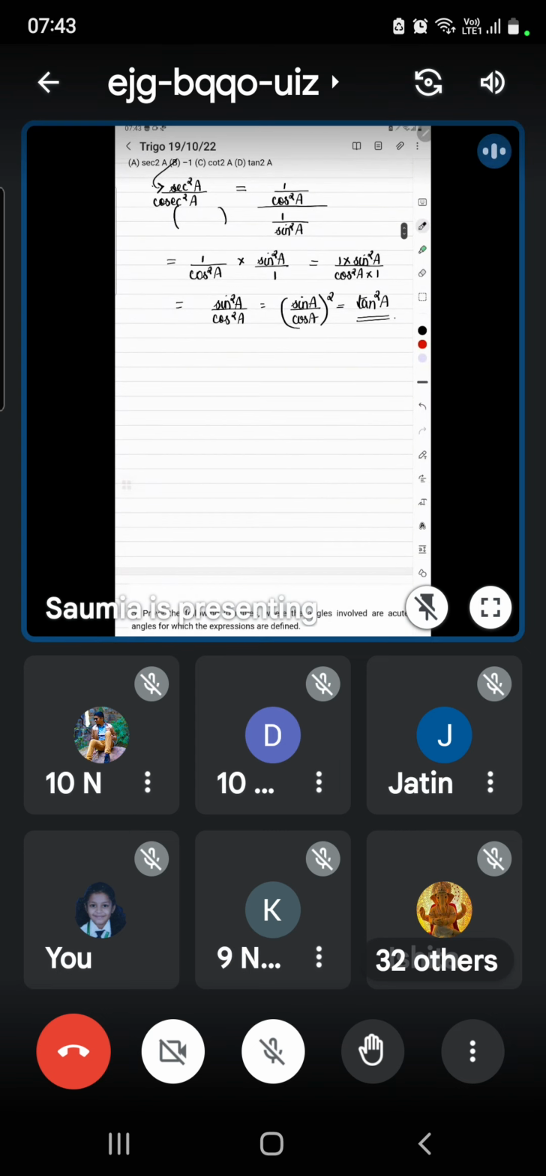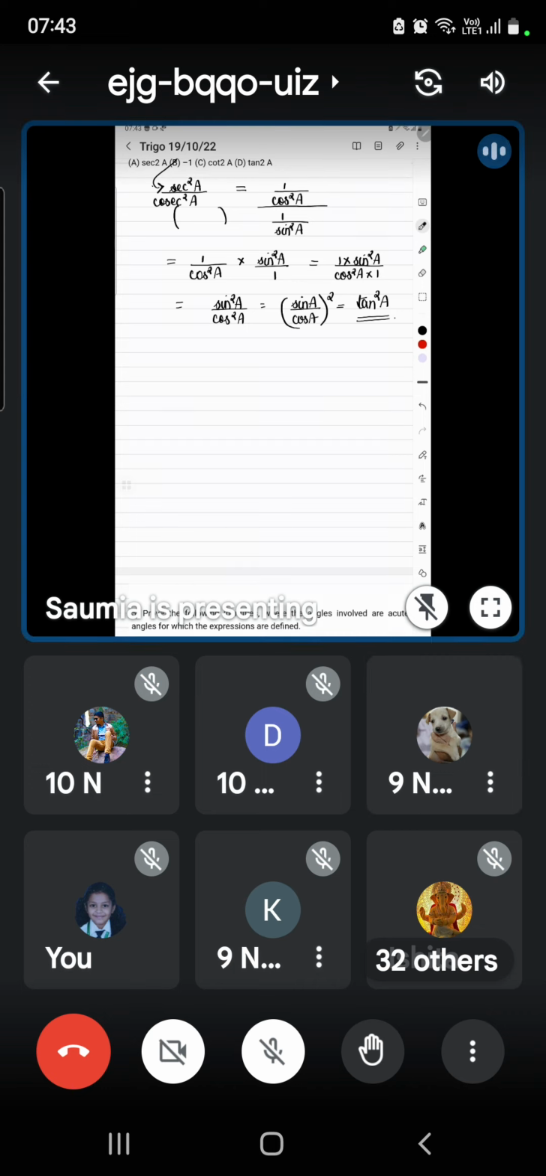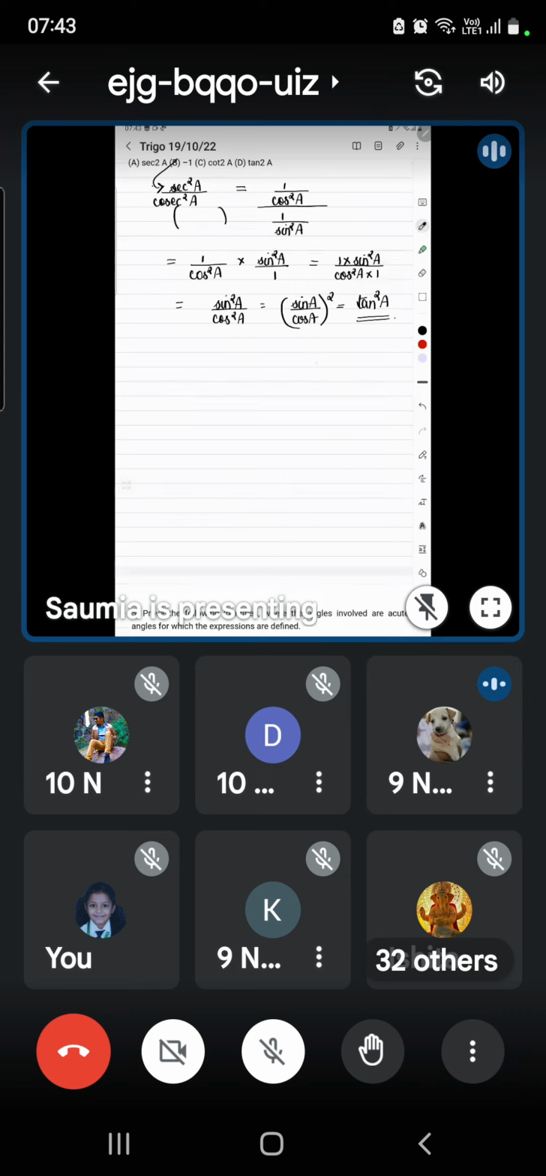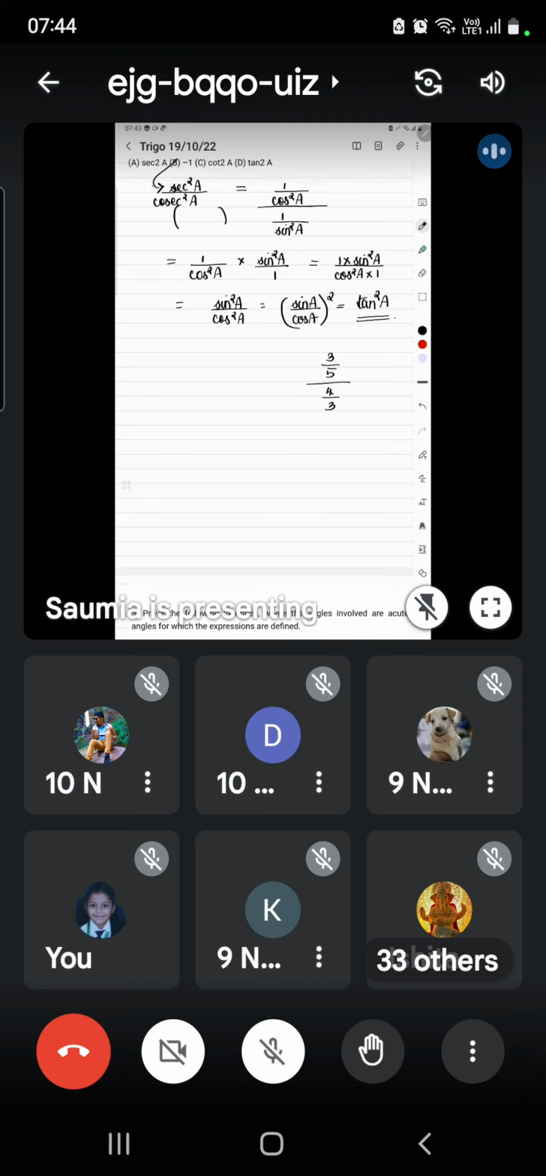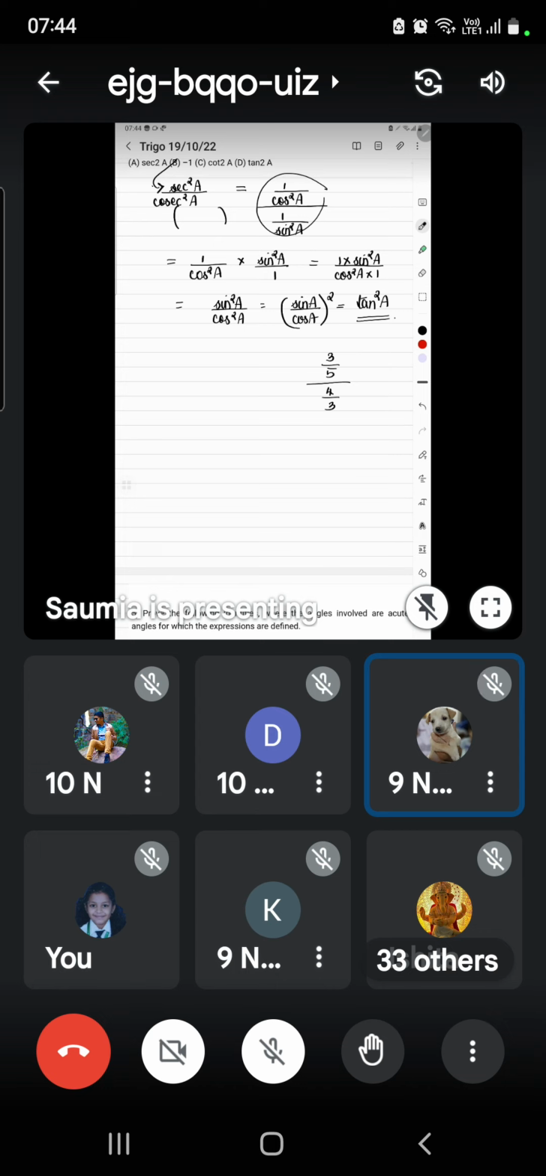Ma'am, I didn't understand the step after that. Who is that? Sharvari. Yes, Sharvari. 1 upon cos square A upon 1 upon sin square A. I didn't understand how you got that. What happens if I have two fractions like this? What do I do? No, I didn't understand how you obtained this.